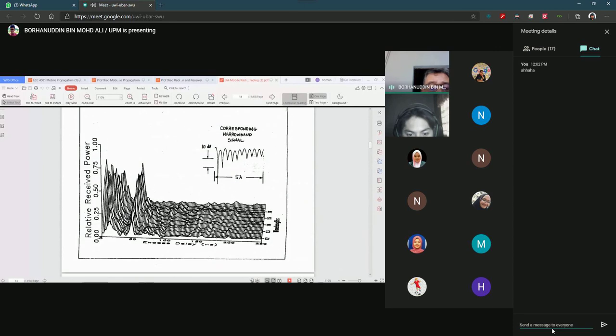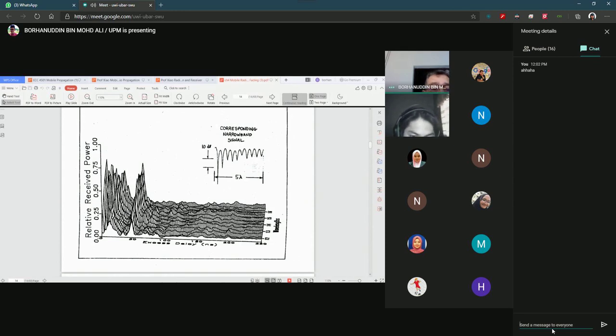Okay, this one is almost the same illustration as the previous diagram. But this is a realistic channel, realistic data. You see the first component arrive here, and then the second one is somewhere here, and then the following one. Subsequently they die off. And this is called excess delay. And then the next pulse is behind, you can't really appreciate here very much.